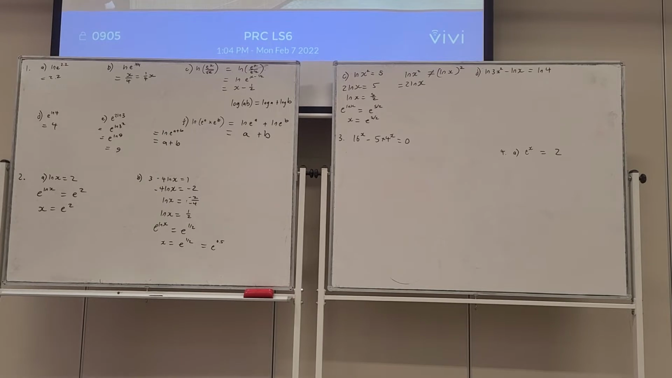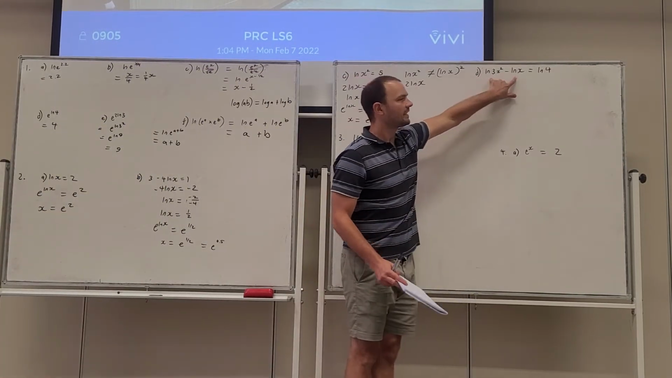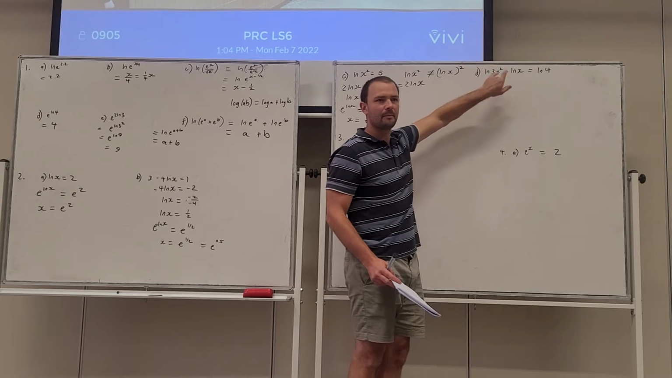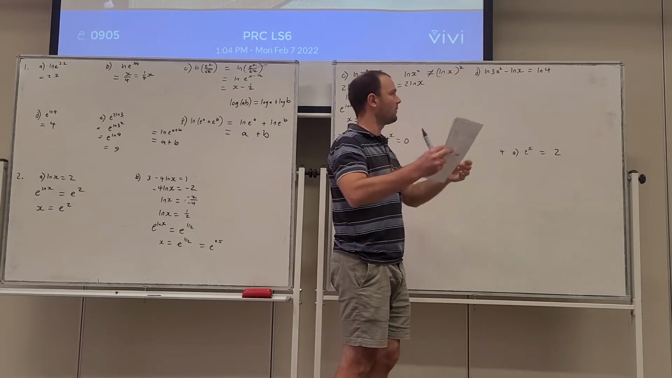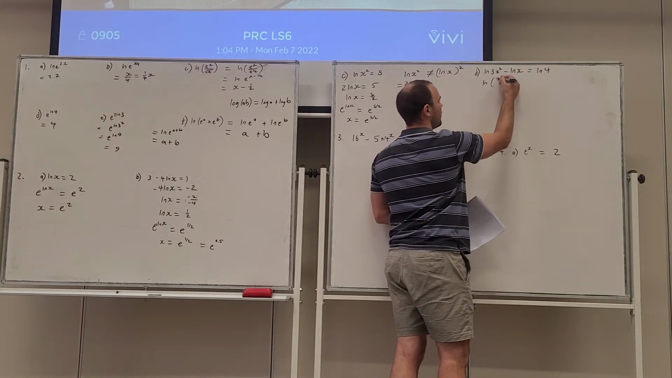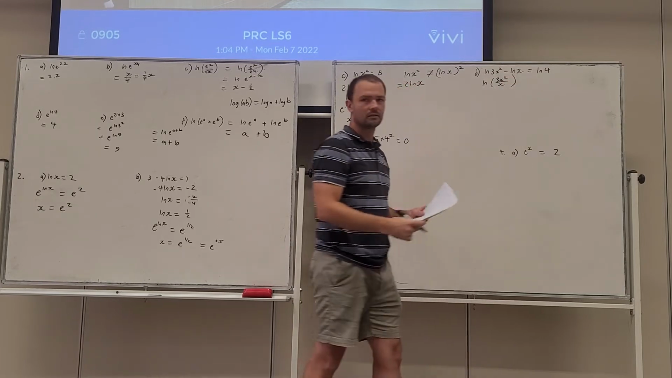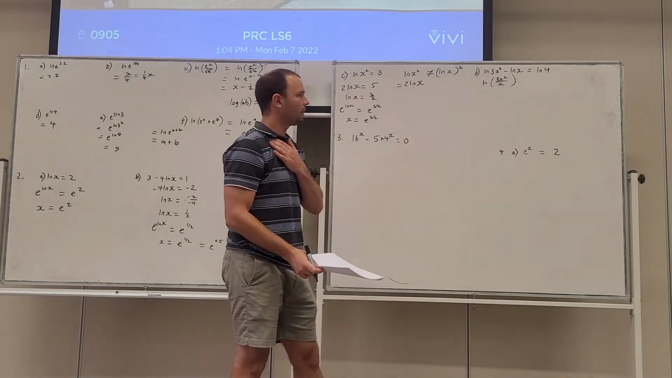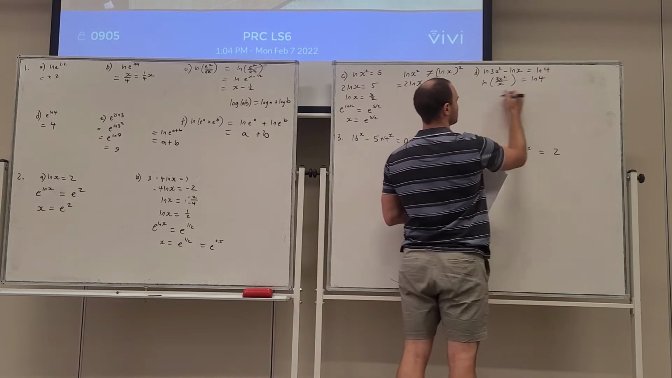All right, in D, we're going to want to collect the ln's. All right, so we have ln of 3x squared take ln of x. We can collect that. Remember, if we have ln a take ln b, it's ln of a on top of b. So we can collect these together. That's going to be ln of 3x squared on top of x. Okay, the first one divided by the second one. And that's equal to ln of 4.